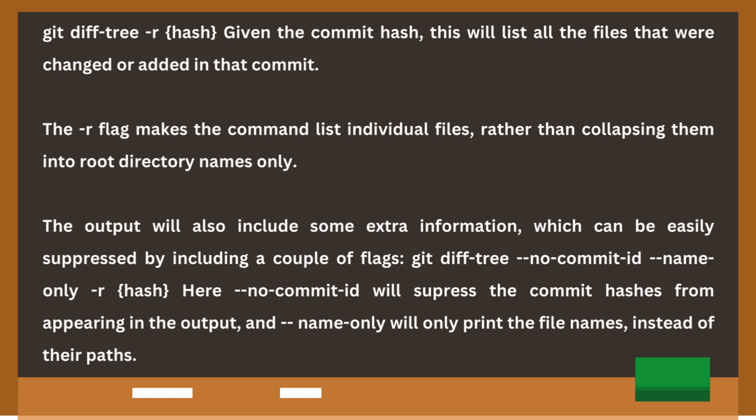git diff-tree --no-commit-id --name-only -r hash. Here, --no-commit-id will suppress the commit hashes from appearing in the output, and --name-only will only print the file names, instead of their paths.